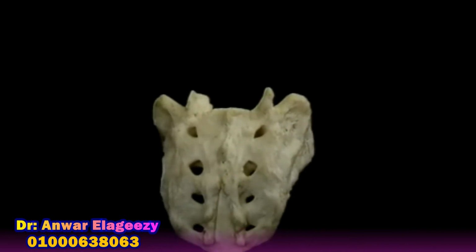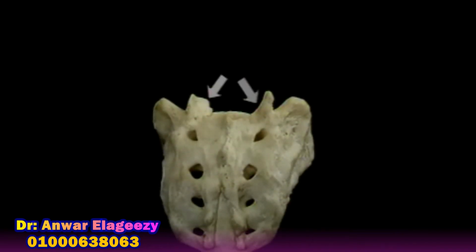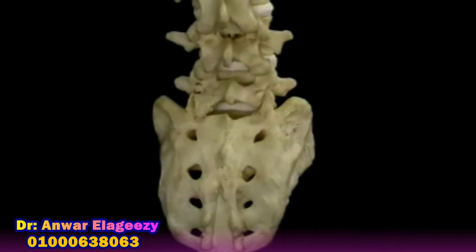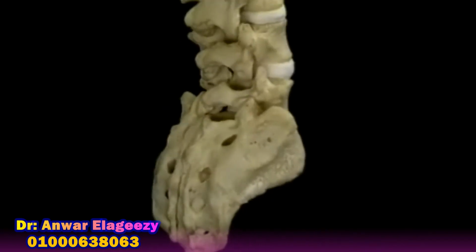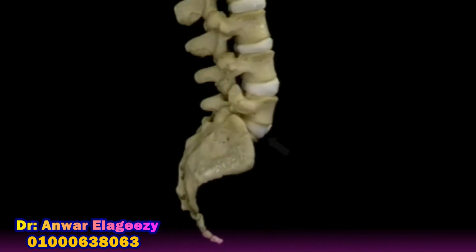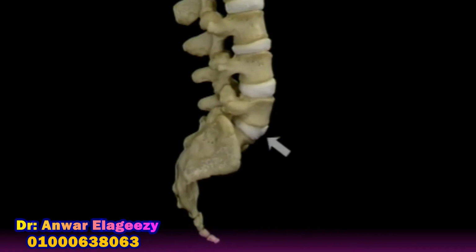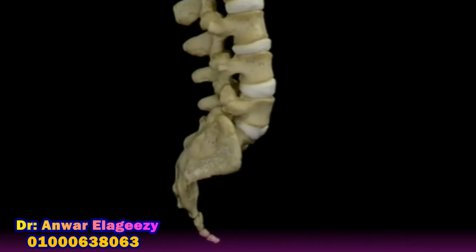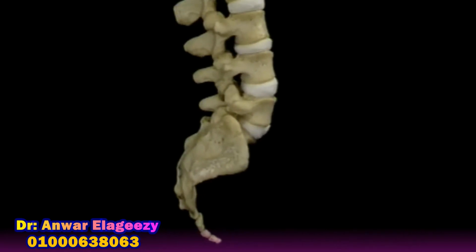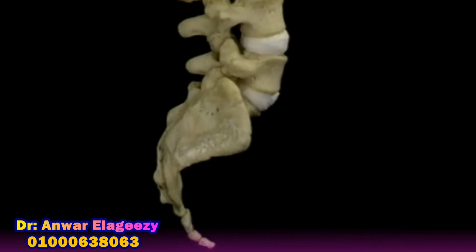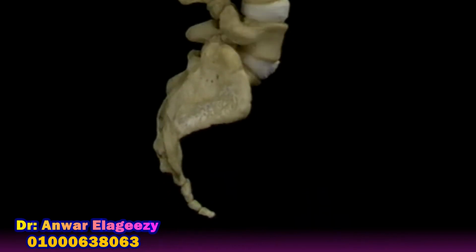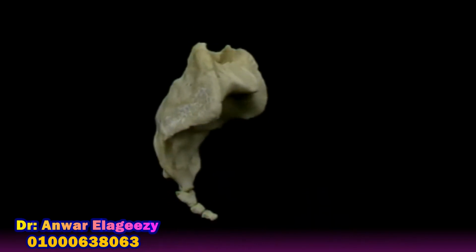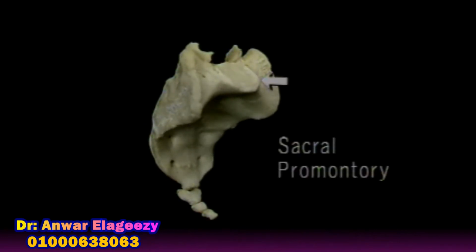On the dorsal surface, there are 2 articular processes for the 5th lumbar vertebra. The lowest intervertebral disc is quite wedge-shaped. Its shape accounts in part for the very marked curvature of the spine between the fourth lumbar vertebra and the sacrum. The most anterior point on the sacrum is called the sacral promontory.